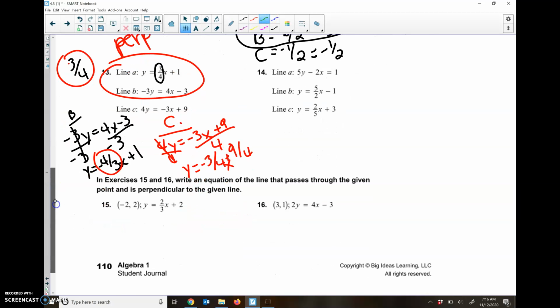All right, and now let's do the same for 14. Ooh, again, B looks pretty nice for us. Our slope is 5 over 2.